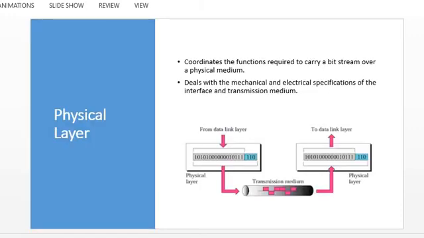So let's look at the various layers and the role they play in the OSI reference model. The physical layer coordinates the functions required to carry the data over the physical medium. So this layer deals with the mechanical and electrical specifications that are required for our communication to be possible.